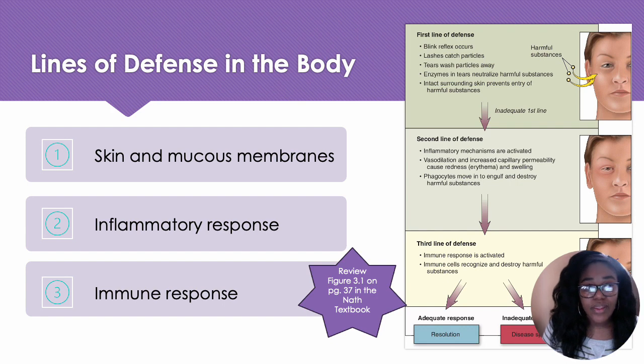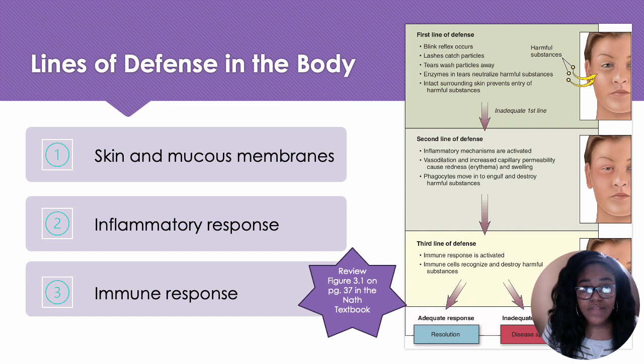So we'll start with the lines of defenses in the body. And just so you're aware, there are three areas of lines of defense in the body. So we'll start with the skin and mucous membranes, and then we'll move on to the inflammatory response. And finally, there is the immune response.